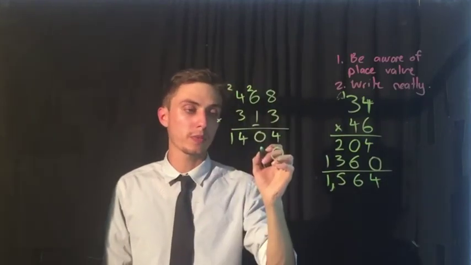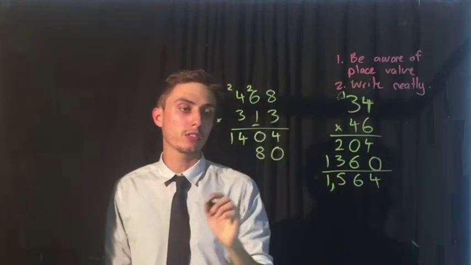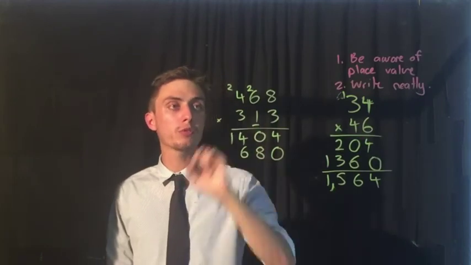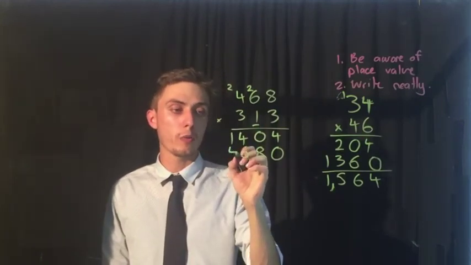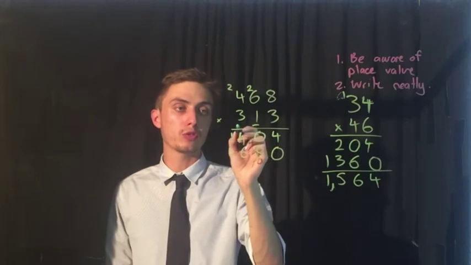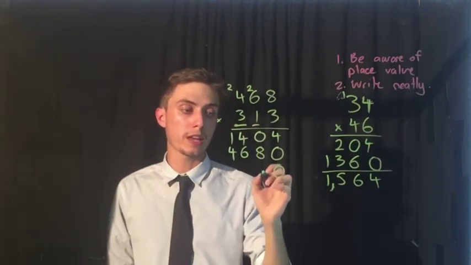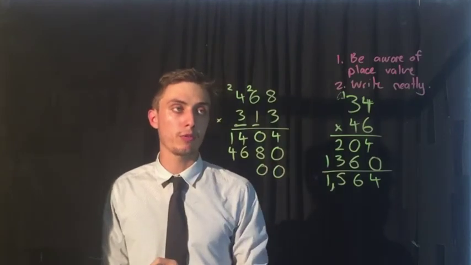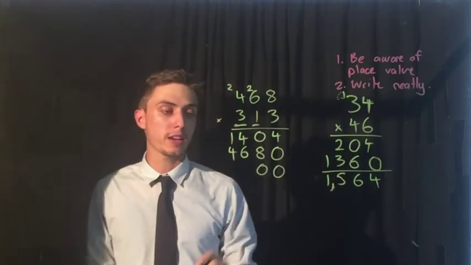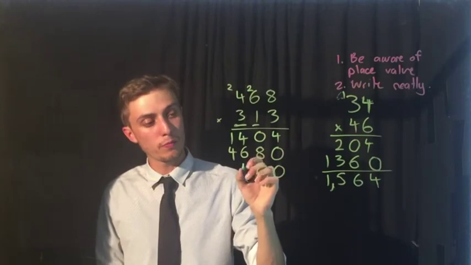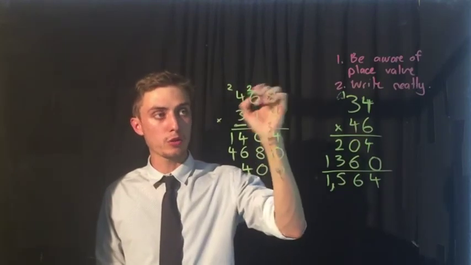1 times 8 gives us 8. 1 times 6 gives us 6. 1 times 4 gives us 4. Now we move on to the hundreds column. So we need to have made sure we add 2 zeros now before we start. 3 times 8 gives us 24. And we carry over our 2.